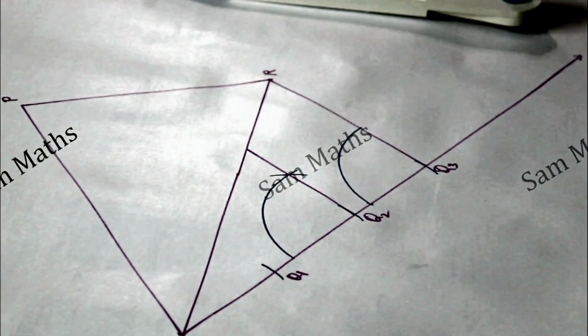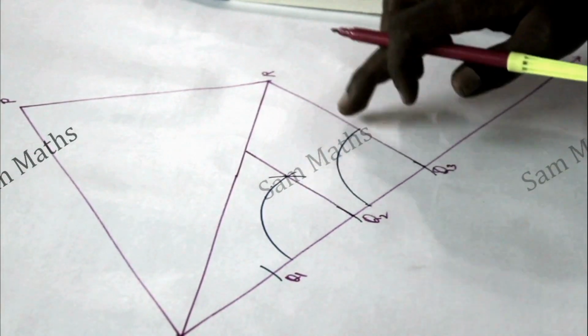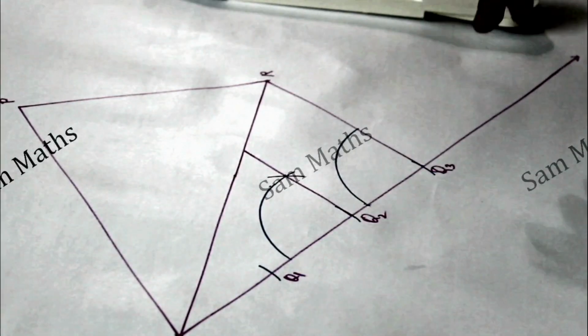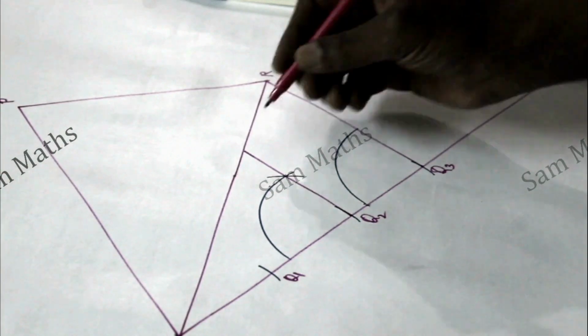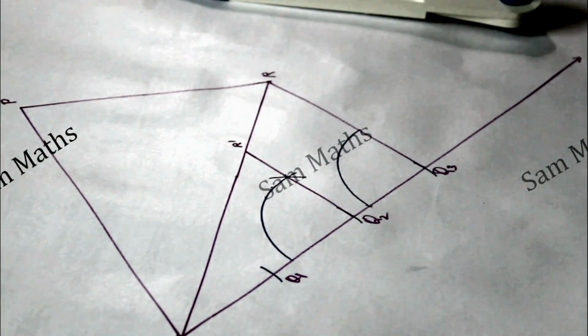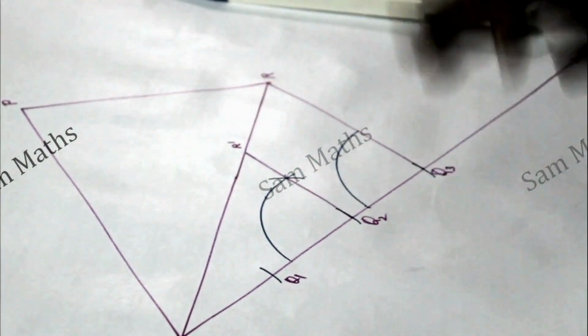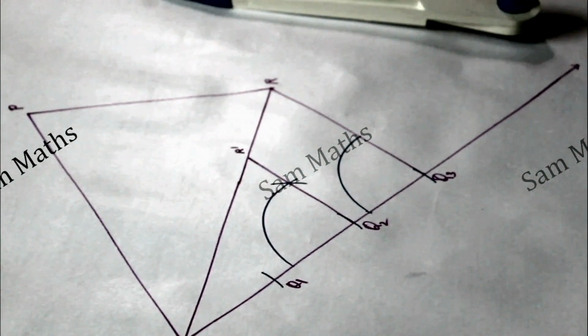Right, children? Always these two lines will be parallel. This I am taking as R dash. Always Q3R and Q2R dash will be parallel. Now we can proceed.